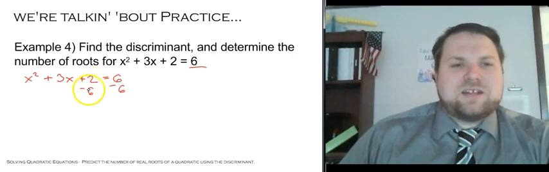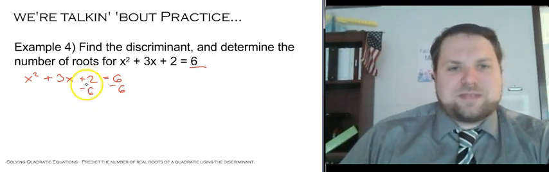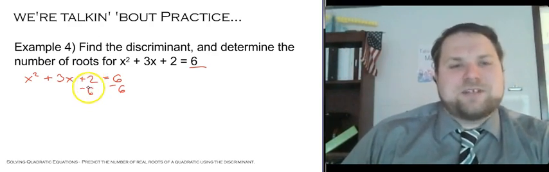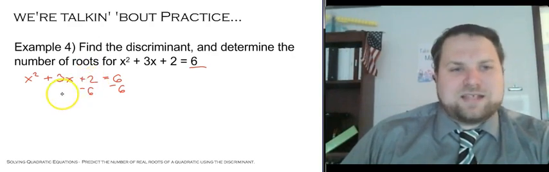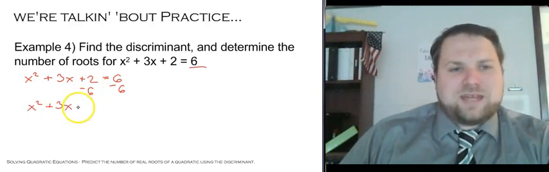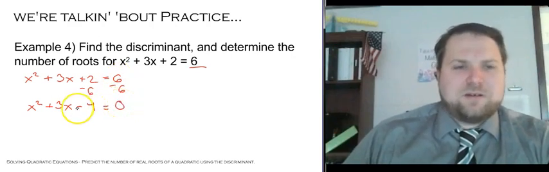Now over here, I can only subtract that 6 from something that is a like term, that has the same variable with the same exponent. And since it's a constant, I can only do that with the positive 2. So over here, I'm going to end up with x squared plus 3x, and then 2 minus 6 is negative 4. And on this side, 6 minus 6 is going to be equal to 0.